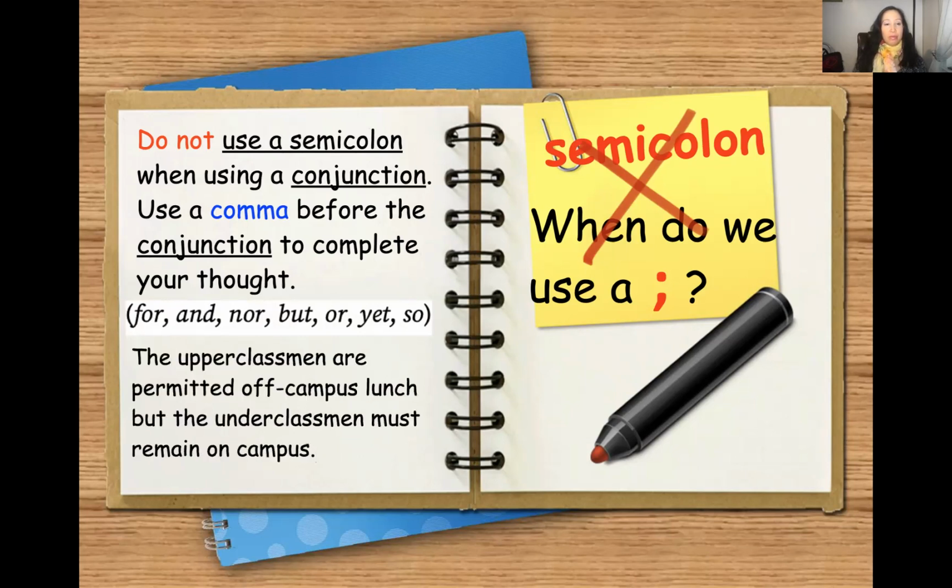So an example, the upperclassmen are permitted off campus, but the underclassmen must remain on campus. You see the conjunction but? The but is after the word lunch. This is where you put a comma. Remember, use a comma before the conjunction but. Is this starting to make sense? I know this is a little tricky, but you'll get the hang of it.